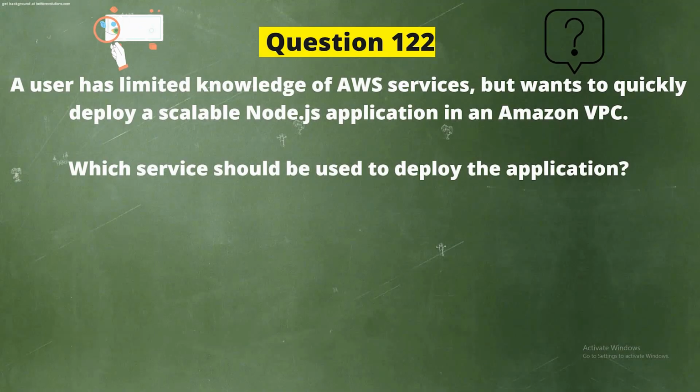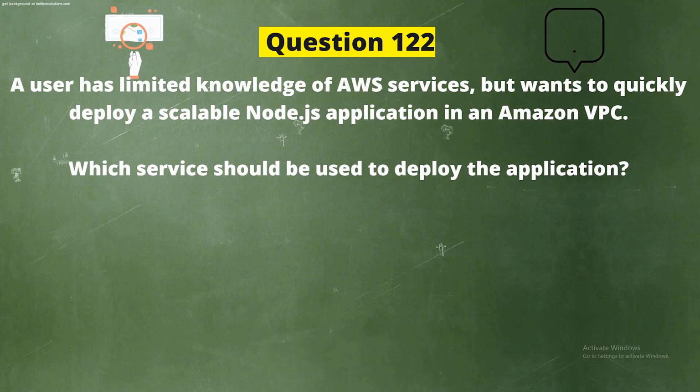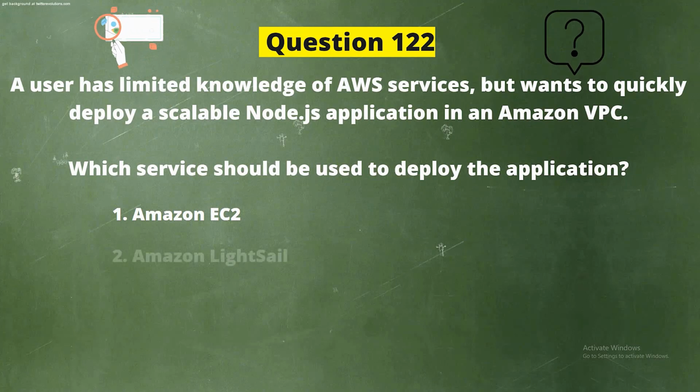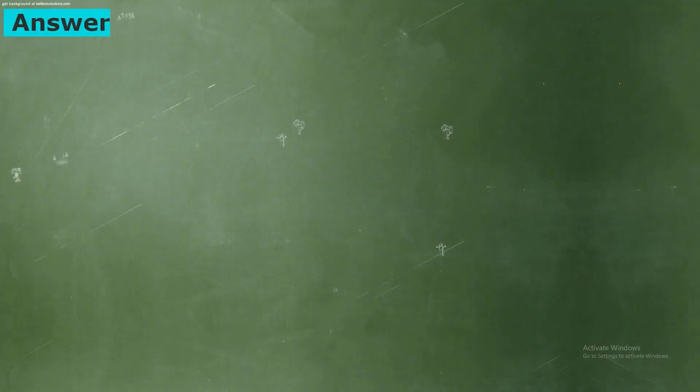Next question. A user has limited knowledge of AWS services, but wants to quickly deploy a scalable Node.js application in an Amazon VPC. Which service should be used to deploy the application? And the options are: Option 1. Amazon EC2. Option 2. Amazon Lightsail. Option 3. AWS CloudFormation. Option 4. AWS Elastic Beanstalk. And the correct answer is Option 4.